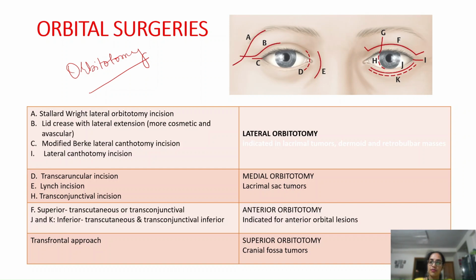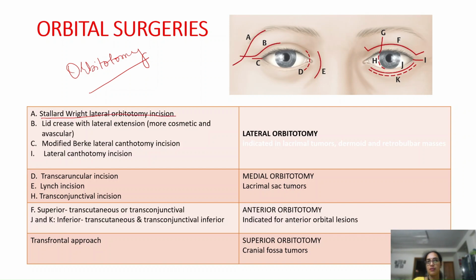So let's talk about lateral orbitotomy. Lateral orbitotomy is the most common approach of orbitotomy and indicated in most tumors like lacrimal tumors, dermoid, and retrobulbar masses. Now here you get lot of exposure. So the Stallard-Wright incision, A. This incision is of historic interest and it is the most common incision of orbitotomy.